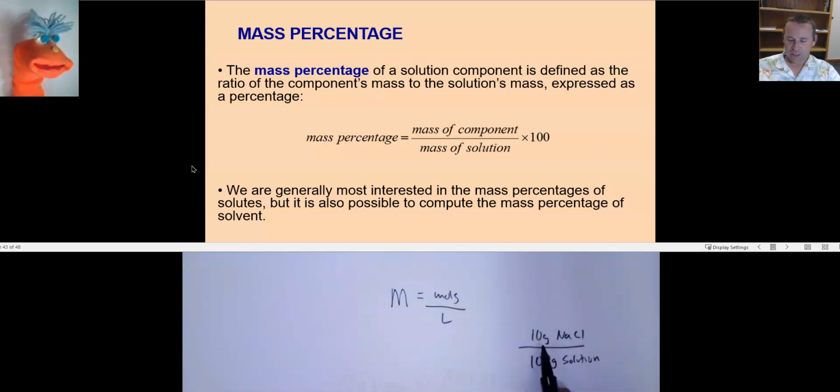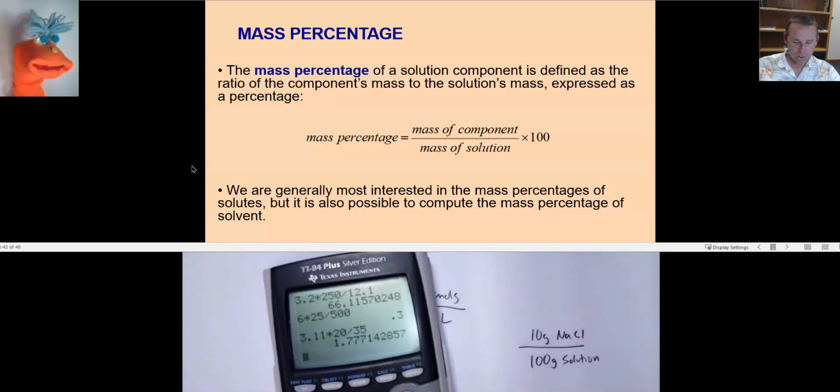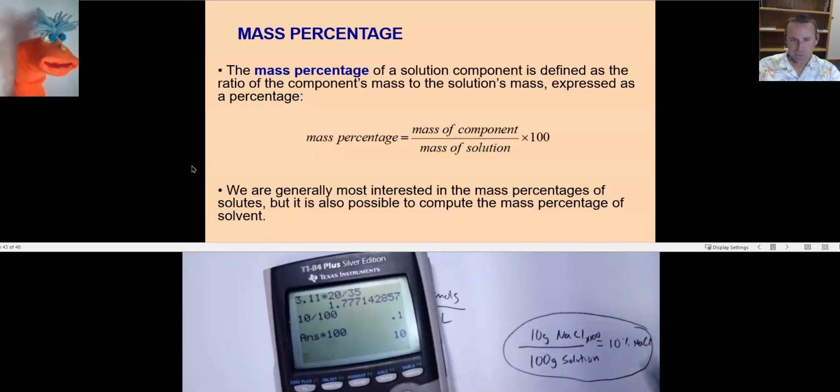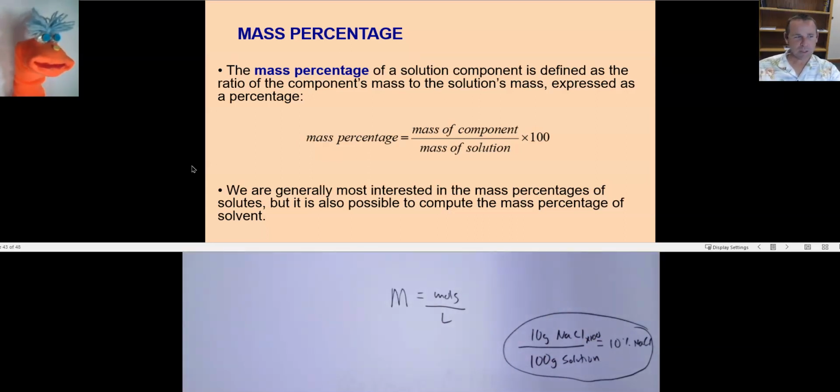All right, I could take the mass of the solute divided by the mass of solution times 100, right? And then that would give me my mass percent. So 10 divided by 100 times 100, and that would give me 10%. Or times 0.1. So let me throw in the times 100 here. Give me 10% sodium chloride in that solution. So that's another way to express concentration.